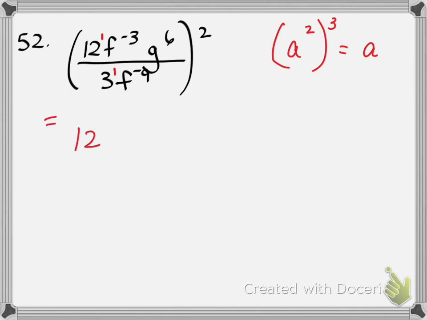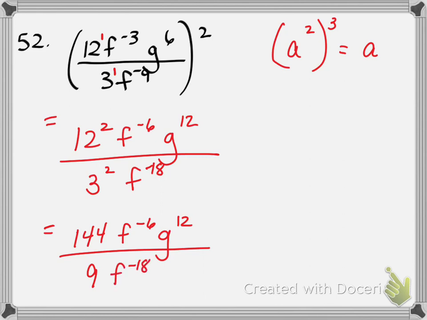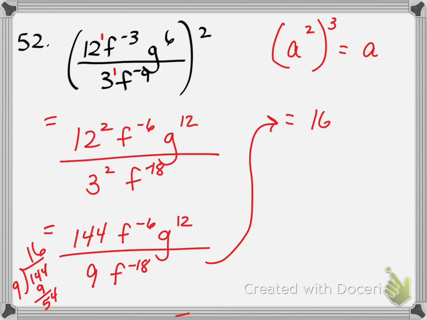So it's 12 to the 1 times 2, f to the negative 3 times 2, g to the 6 times 2, over 3 to the 1 times 2, f to the negative 9 times 2. All right, I think I'll go ahead and do 12 squared. You could do more things than this at once, but I'm going to go ahead and do 3 squared. Okay, 144 over 9. I don't know if we're lucky enough for that to divide evenly or not. Yeah, we are. 144 divided by 9 is 16.